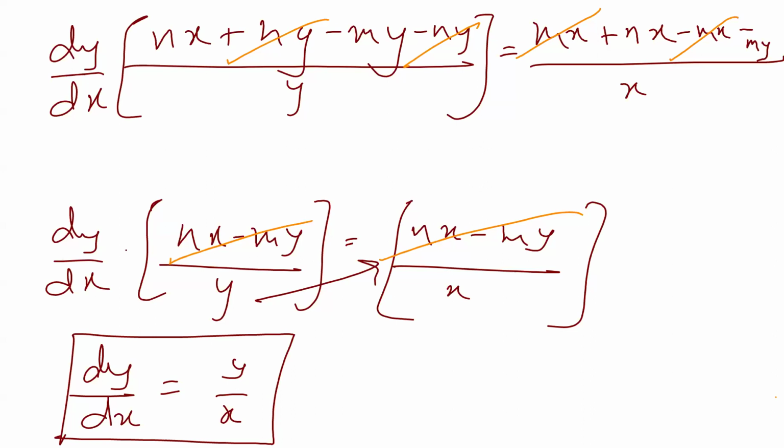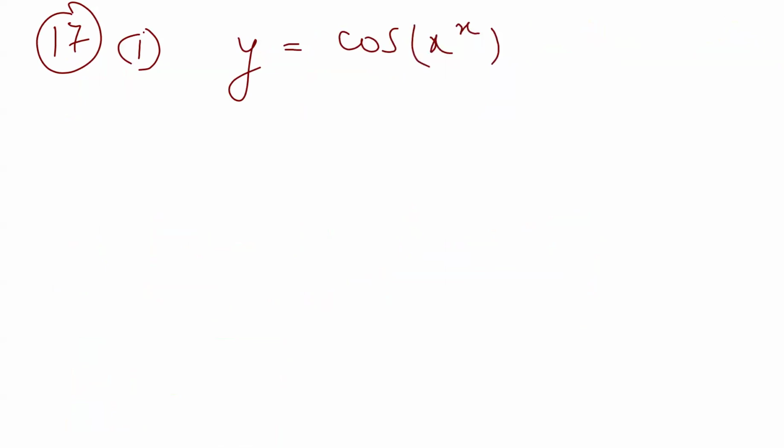Now before winding up, I would like to solve one more problem so that the last lecture on logarithmic differentiation is not quite a big one. Okay. Let's go to the 17th question, Exercise 8K, question number 17. Fine. 17 sub question 1. So y is equal to cos x raised to x.